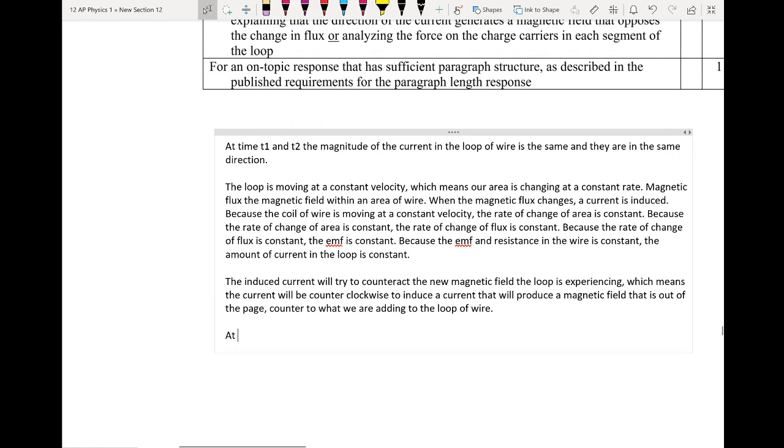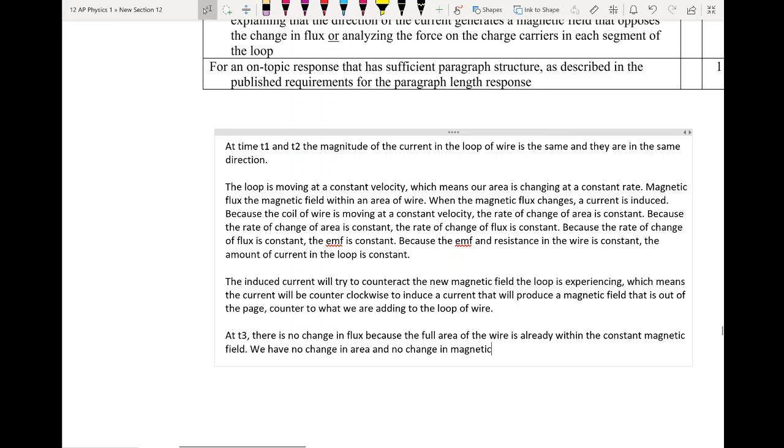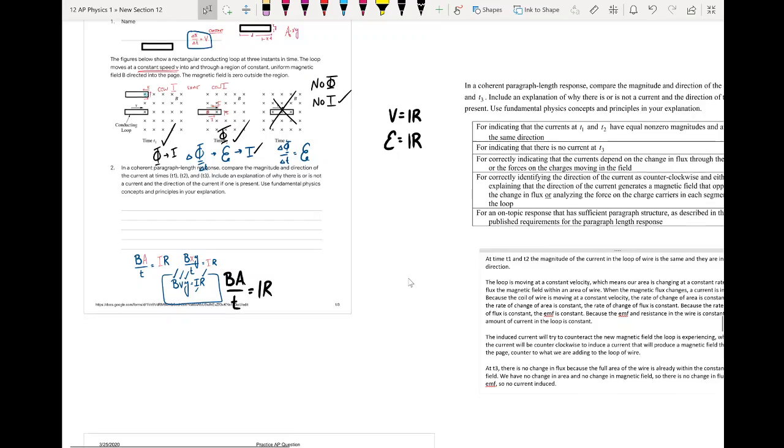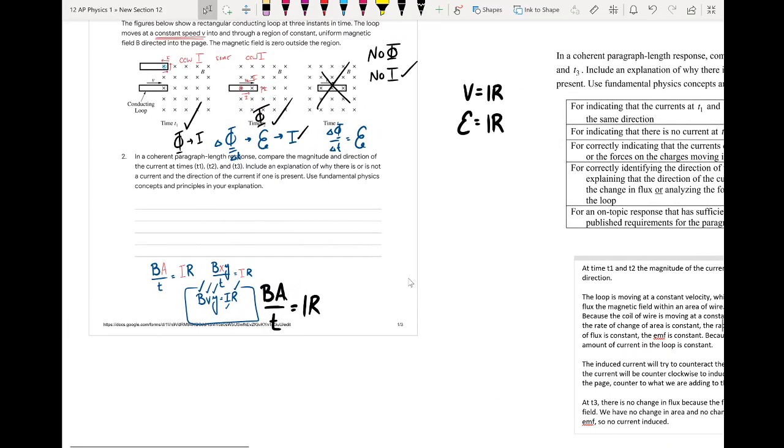And then finally, at T3, there is no change in flux because the full area of the wire is already within the constant magnetic field. We have no change in area and no change in magnetic field, so there is no change in flux, so no EMF, so no current induced. Alright, so that is kind of a very lengthy answer to this first one. I'm going to stop the video here and then start a new one.